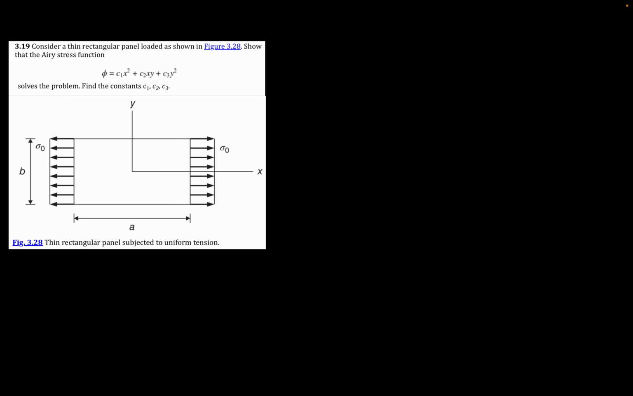So now, with the Airy stress function, since it is a second order function, that will automatically satisfy the compatibility equation, where the gradient squared times the gradient squared of phi is equal to 0. So we can indeed use this to solve the problem.